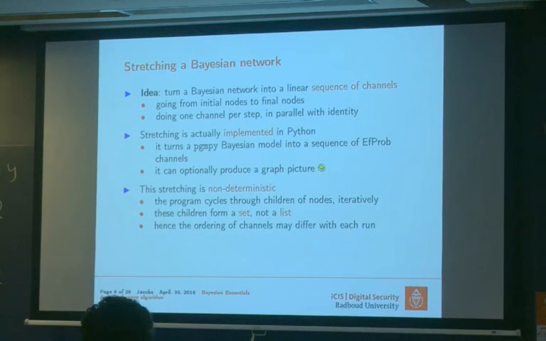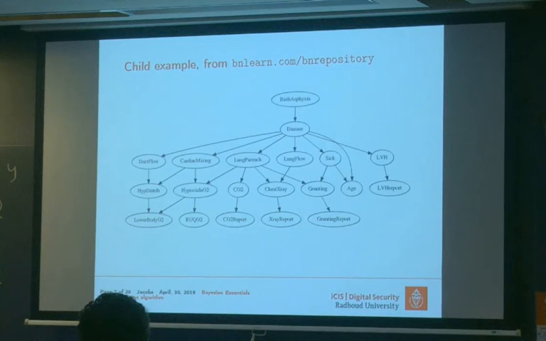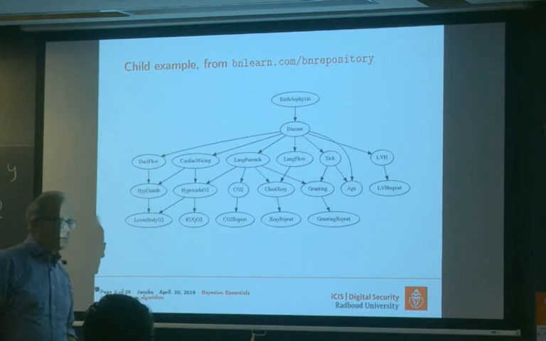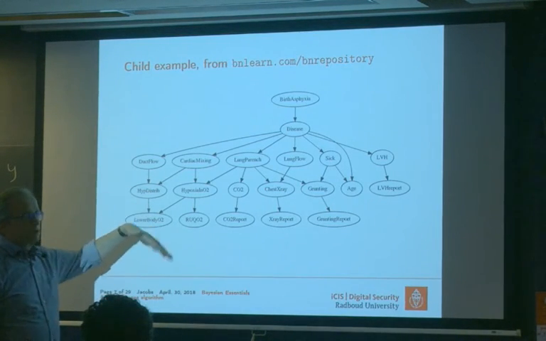As I said, the stretching is non-deterministic. You cycle through children of a node, and these children are organized in Python as a set and not as a list. So if you iterate over this, what comes out is every time different, but that then doesn't matter too much. So this is the typical kind of Bayesian networks I'm interested in. There's a standard library called BNLearn, where they have many of these examples. And this is some medical thing. I don't understand what it is. The probabilities have been left out in this case. But as you can imagine, this blows up very quickly.